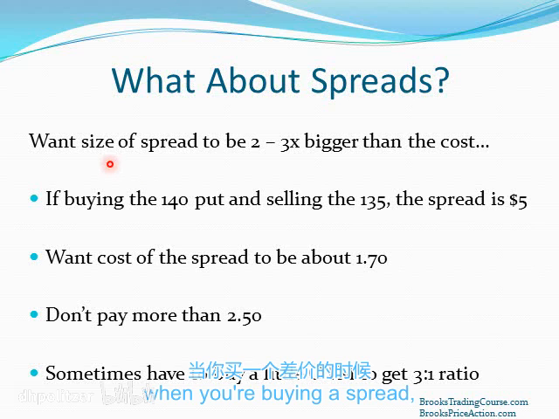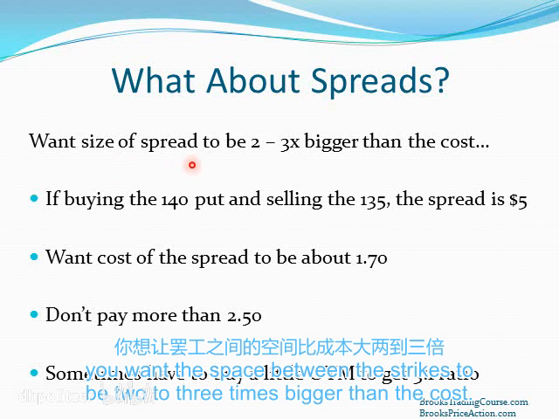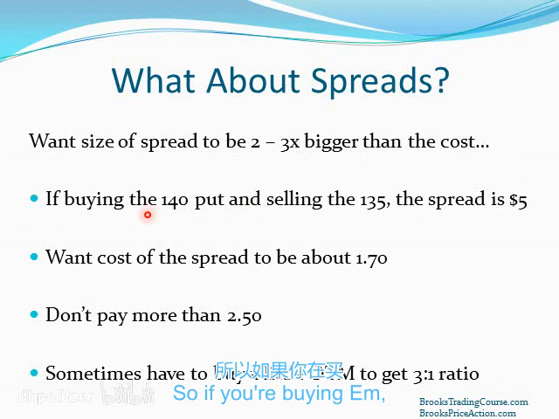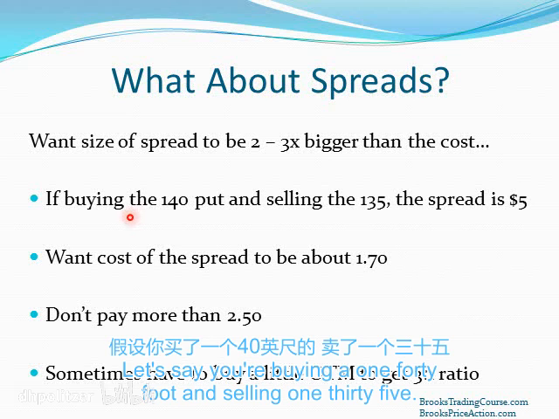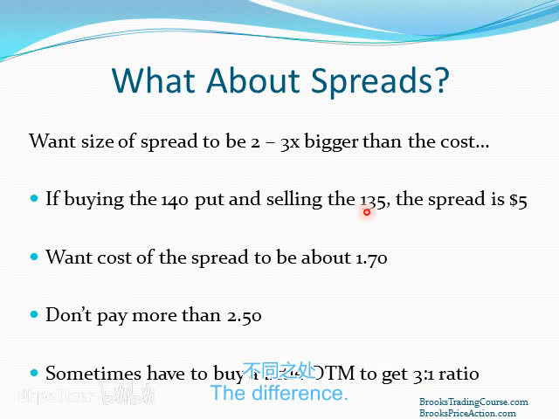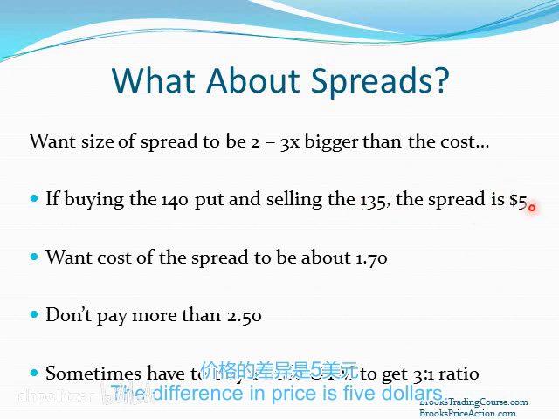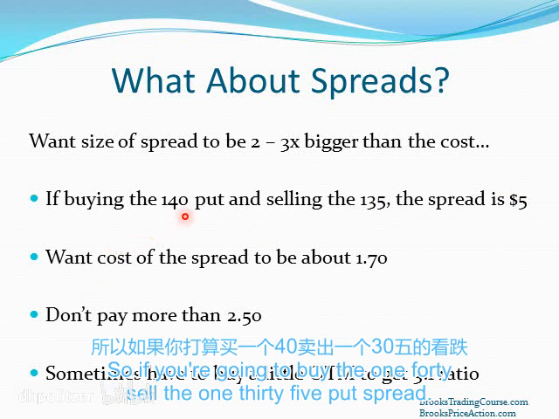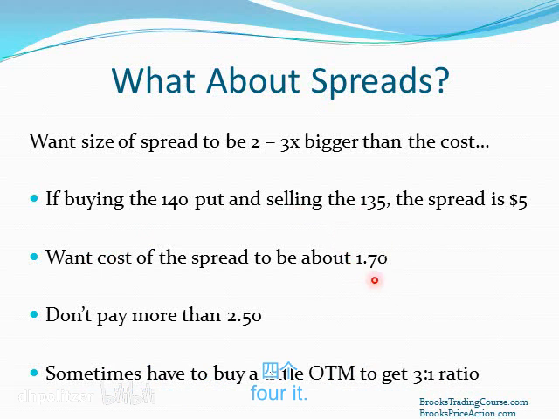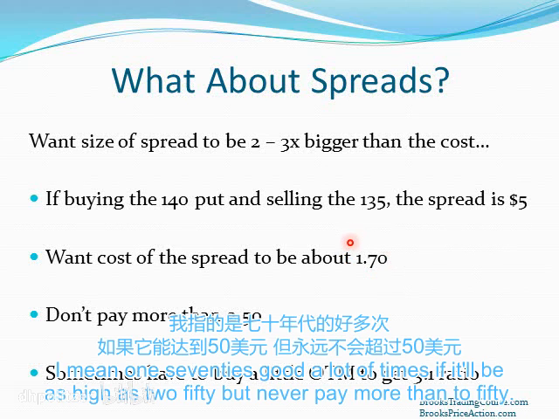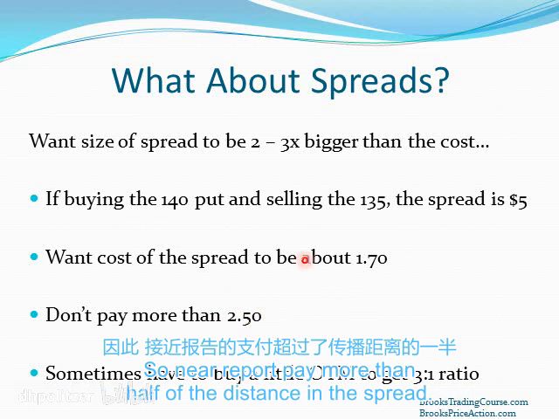In general, when you're buying a spread, you want the space between the strikes to be 2 to 3 times bigger than the cost. So if you're buying, let's say, a put spread, buying a 140 put and selling a 135, the difference in price is $5. So if you're going to buy the 140, sell the 135 put spread, you don't want to be paying more than 1.70 for it. That 1.70 is good. A lot of times it'll be as high as 2.50, but never pay more than 2.50. So never pay more than half of the distance in the spread.